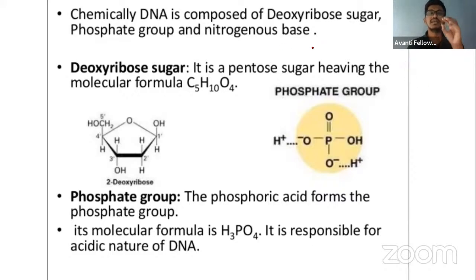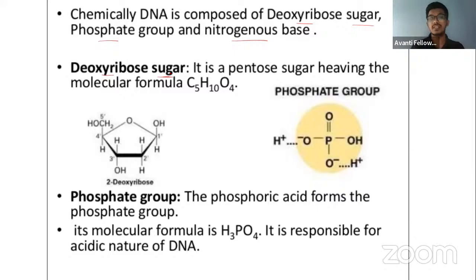So I told you DNA is composed of three key ingredients: the deoxyribose sugar, the phosphate group, and the nitrogenous base. Like I told you yesterday, to make a coffee you require milk, coffee powder, and sugar. Similarly, to make one DNA molecule, these three important ingredients are required: a deoxyribose sugar, a phosphate group, and a nitrogenous base. Got it? First, let's see what deoxyribose sugar is.